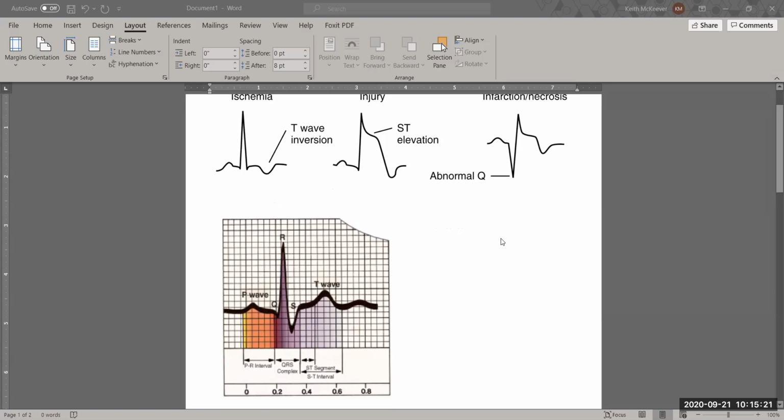So with fibrillation, what's that going to look like? What's fibrillation going to look like on an ECG? Yeah, abnormal. Good. Great answer.